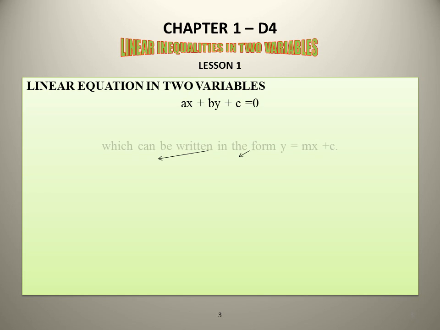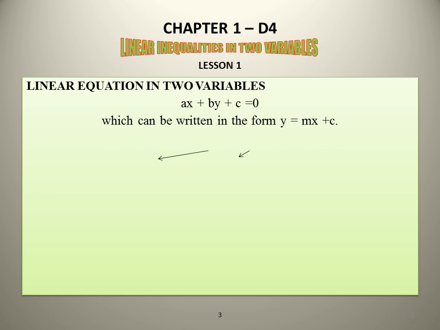This equation can be written in another form, which is y is equal to mx plus c. You are very much familiar with this equation, and we have studied this in chapter number 6. In this equation, y is equal to mx plus c, the coefficient of x is m, which is gradient, and gradient is the steepness of the line, and c, which is the constant term, is the y-intercept, the point where the line touches the y-axis.